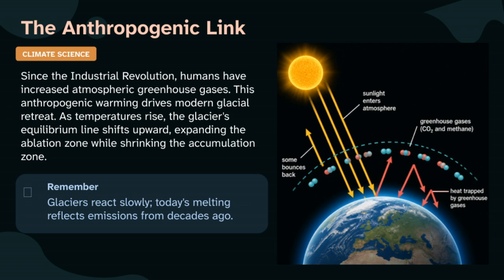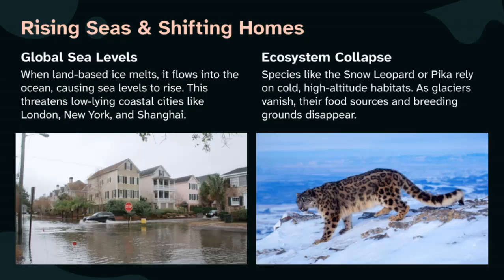Model answer: because glaciers respond to patterns over many years, not just one hot day or one warm summer. Their retreat shows a long-term imbalance between accumulation and ablation. Now let's look at why melting glaciers matter beyond the mountains.